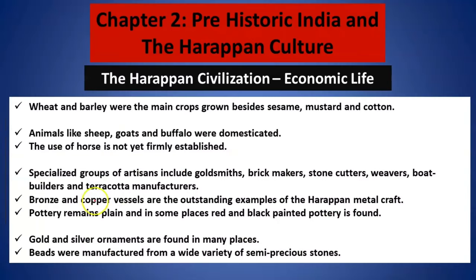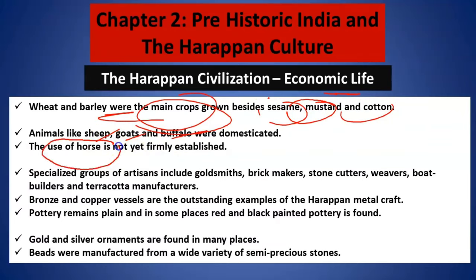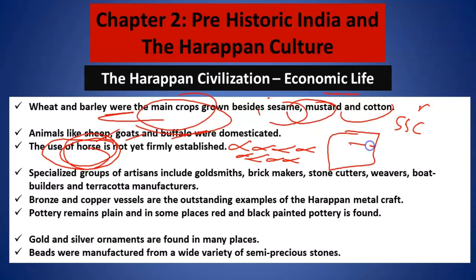All right. Now, if I talk about their economic life, wheat and barley were the main crops that they used to grow. Apart from that, sesame, mustard and cotton were also grown. Now, these animals were domesticated: sheep, goats and buffaloes. Now, whether they knew about horses, whether they were using horses or not, this is not yet confirmed. That is why in some exams, such as SSC CGL and bank exams, many times this question has been asked: which of the following animals was not known to the Indus Valley civilization? And the answer would be horse, according to this.